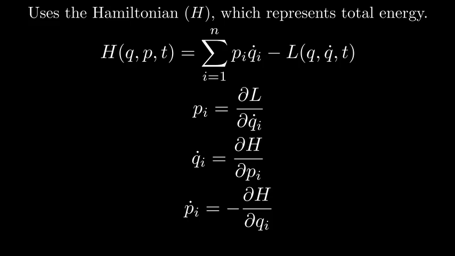The first equation states that the time derivative of the generalized coordinate q_i is equal to the partial derivative of the Hamiltonian with respect to p_i. The second equation states that the time derivative of the generalized momentum p_i is equal to the negative of the partial derivative of the Hamiltonian with respect to q_i.